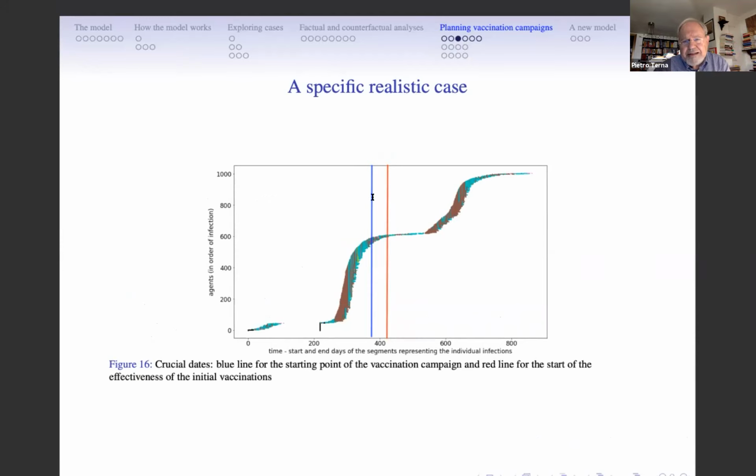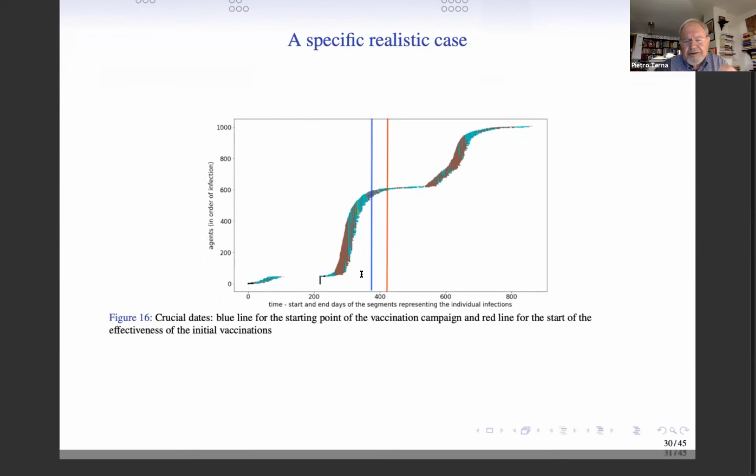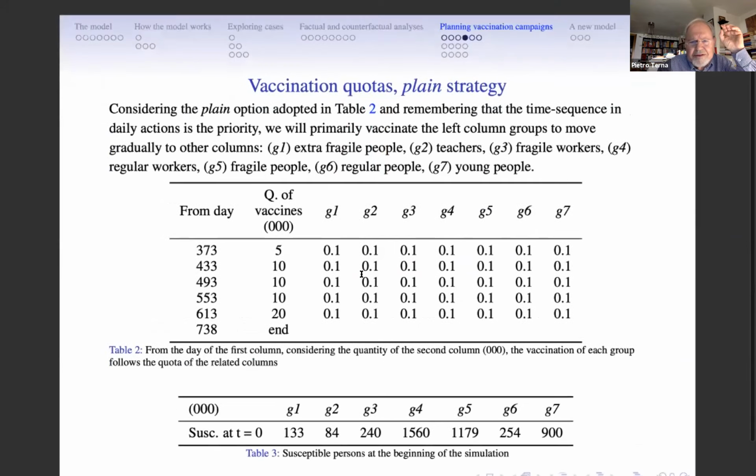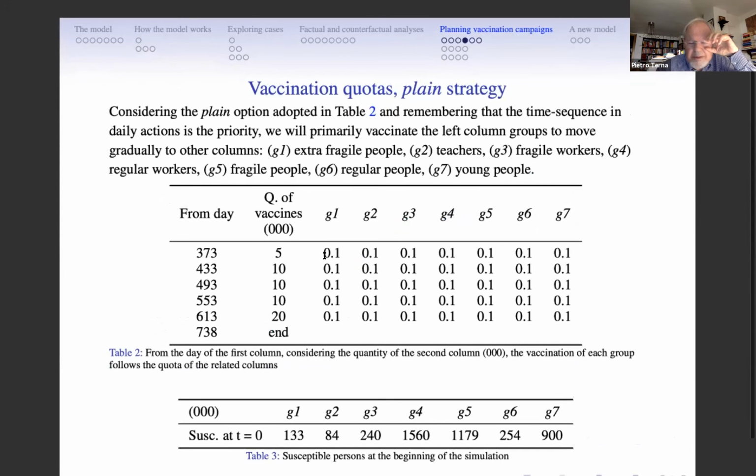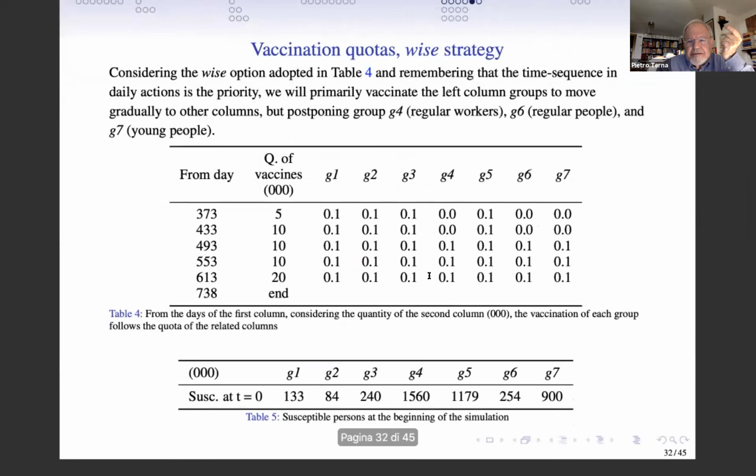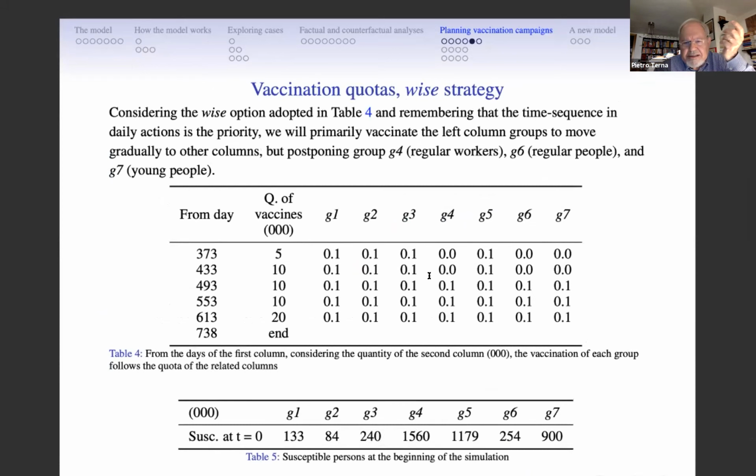The blue line is the starting date for vaccinations in Piedmont, and the red line is the starting effectiveness of the first vaccination. And effectively, in Piedmont, we had a pause in the epidemic, and then we had a third wave. The simpler way of distributing the vaccine is with similar quotas for all the groups. Or we can introduce a seemingly wise decision.